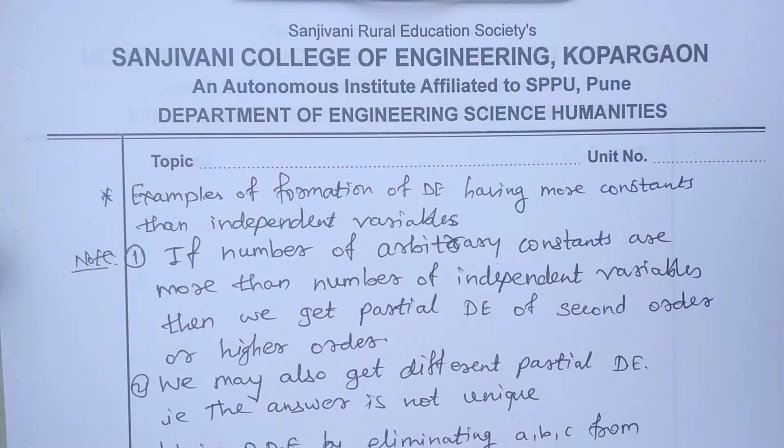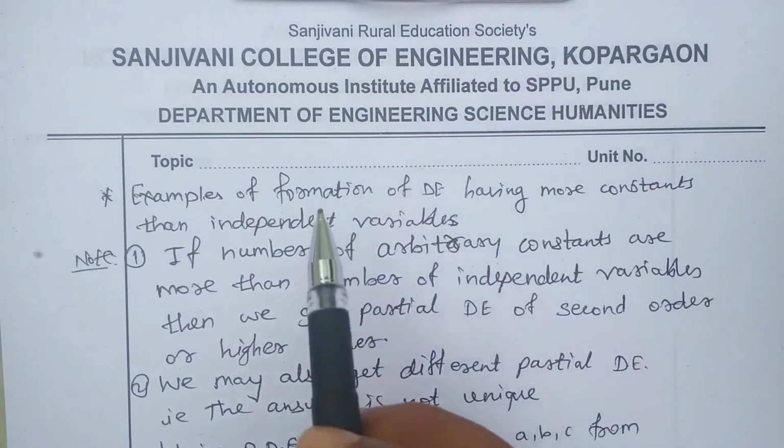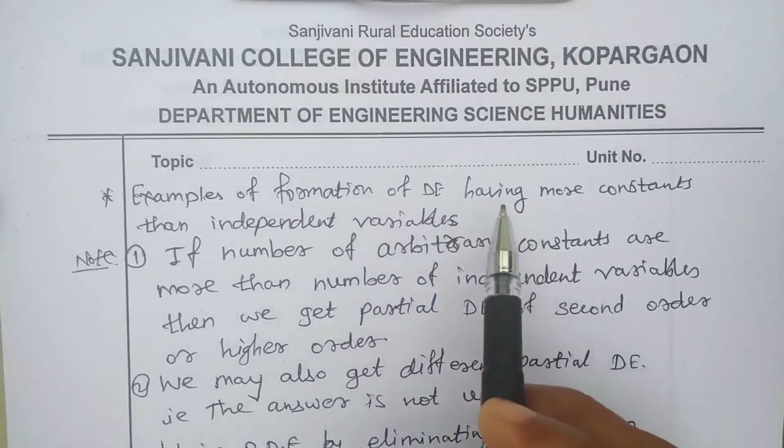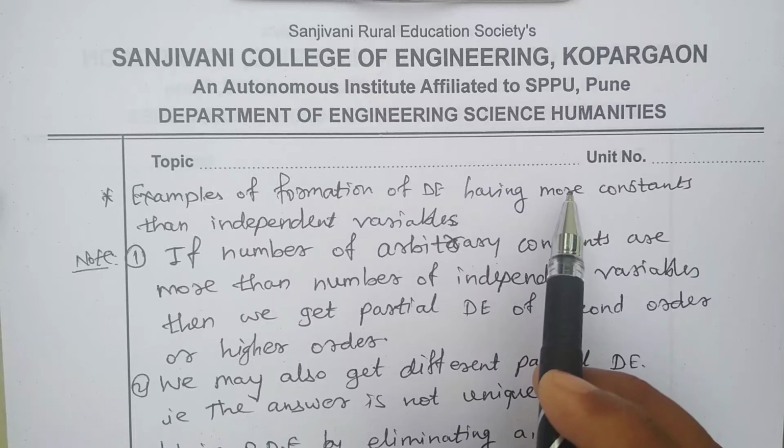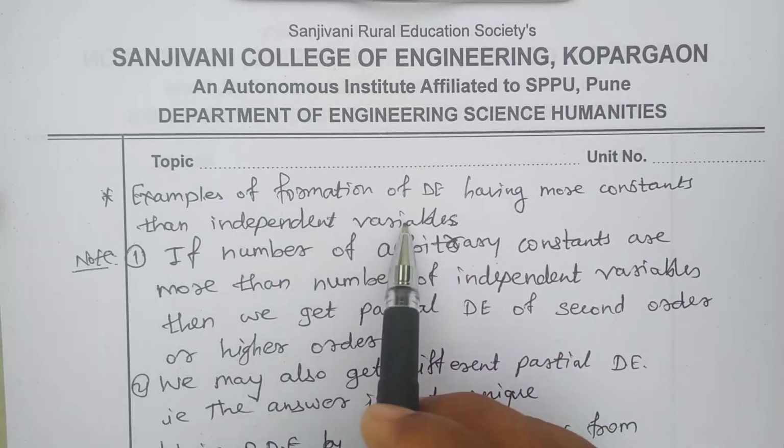So in the last lecture, or in the last video, we learned the formation of a differential equation having two constants and two independent variables. In that we get a partial differential equation of order 1. Now we are looking at the case where the number of constants is more than the number of independent variables.